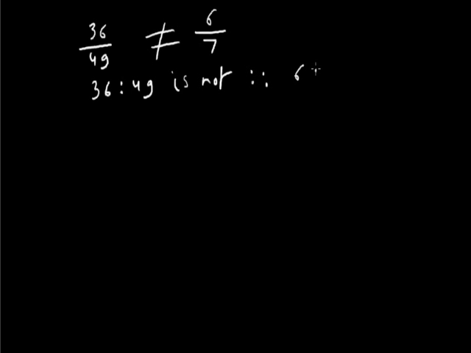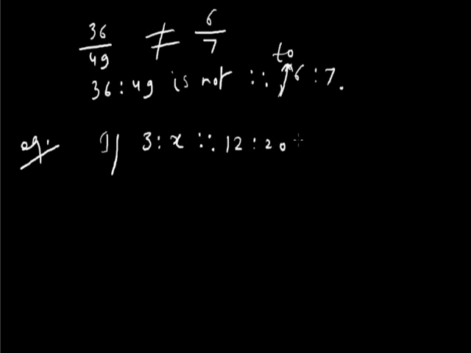36 divided by 49 can be written as 36 ratio 49, and if their fractional representations are not equal, then their ratio representations are also not equal. So 36 divided by 49 is not equal to 6 divided by 7. That's why 36 ratio 49 is not proportional to 6 ratio 7. Now taking another example, if 3 ratio x is proportional to 12 ratio 20, find the value of x.